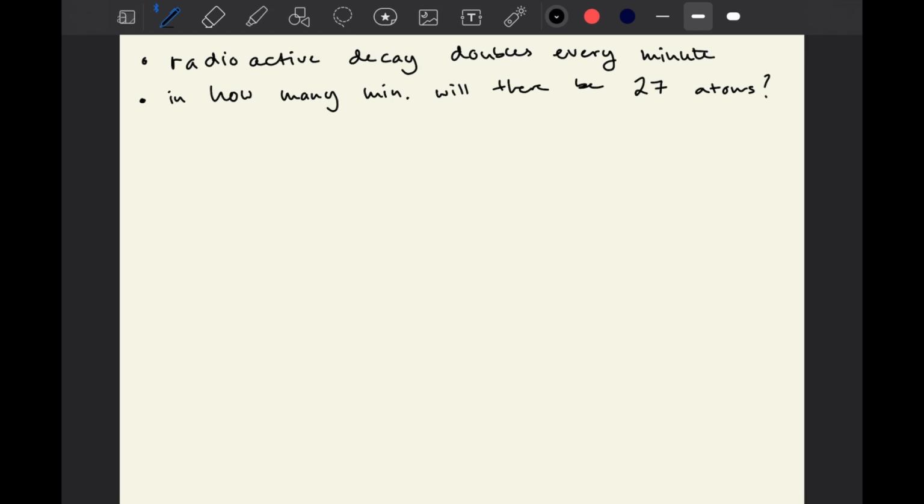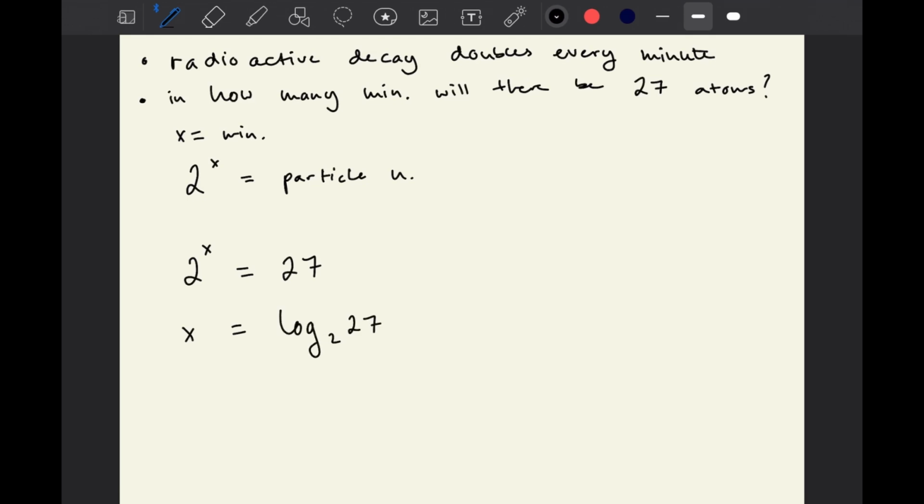So let's take a look at this. We know that it doubles every minute. If x is the number of minutes, then 2 to the power of x is going to equal the particle number. In our case, we want to find when the atom number is 27, so 2 to the power of x is 27. How do we set this up? Well, x is going to equal the logarithm base 2 of 27. If we calculate and round it, that's going to be around 4.7549.